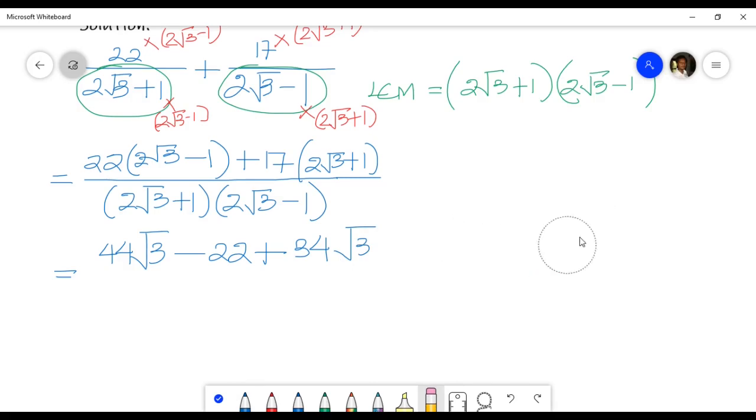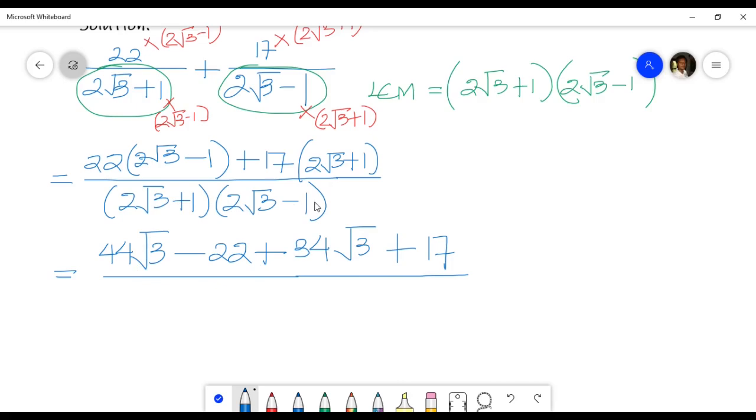Okay, now we have the last second term inside the second bracket. 17 into 1. Okay, so plus 17 into 1 will be how much? 17. Alright, so we will write the denominator now. We have solved the numerator. Now let's see the denominator.